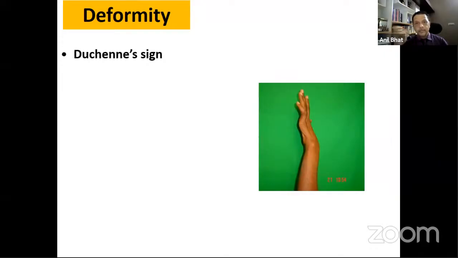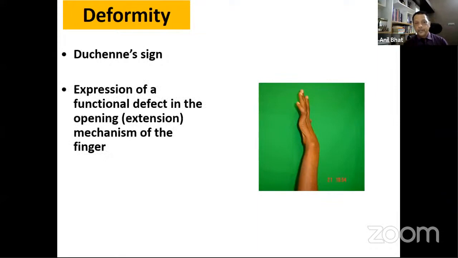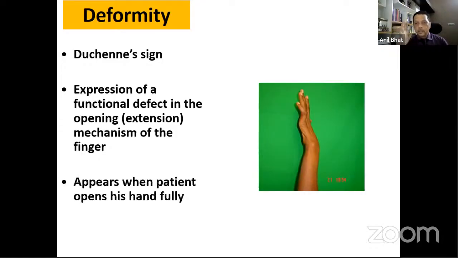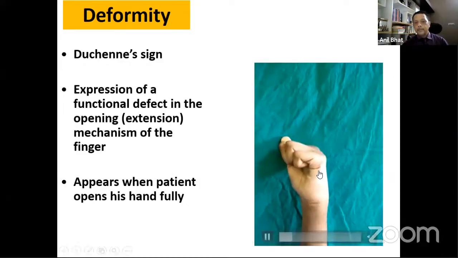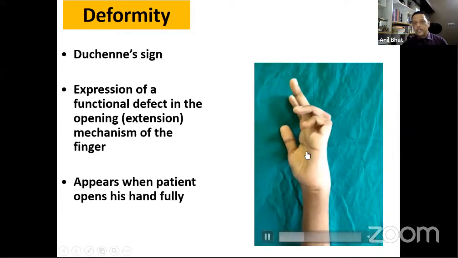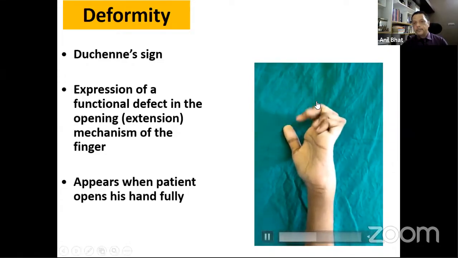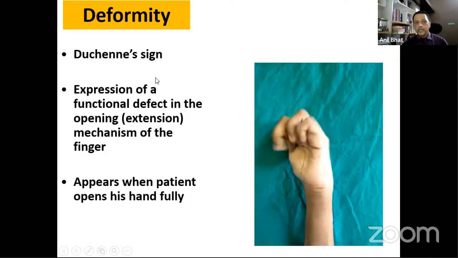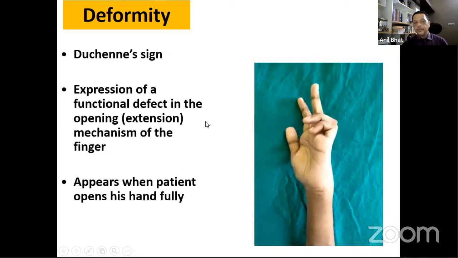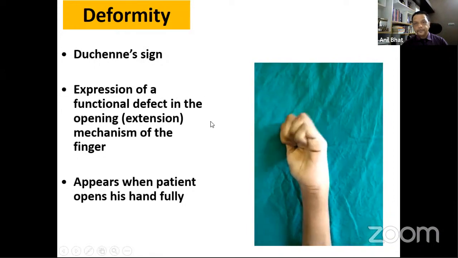This classical claw hand deformity, the sign is called the Duchenne's sign actually. It's an expression of a functional defect in the opening mechanism of the hand, which means that you will see the claw not when a patient is holding a hand like this. You would see it only when you ask the patient to open up the hand. So always make sure you ask the patient to open up the hand fully like this. When the patient is making a fist, you won't see it. But when they extend the fingers, the IP joint, then only you will see this claw. So the deformity is, as I said, an expression of a functional defect in the opening mechanism.